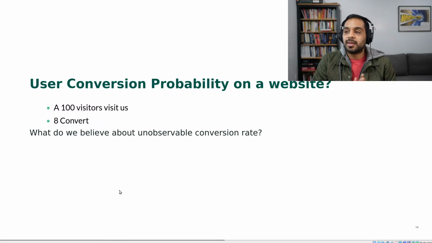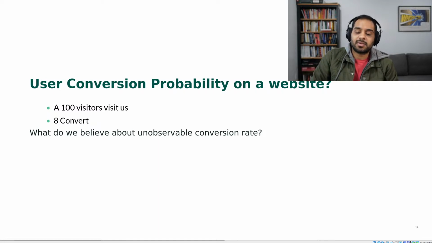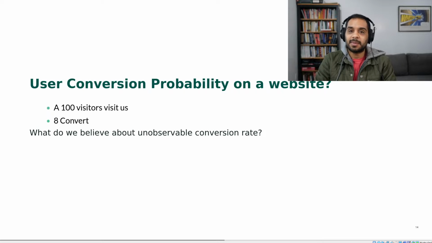So let's go through another example. This is a fairly classic one, one that I use quite often in the courses and is also in Kevin's book as well. It's the binomial example that comes right after the inverse probability thing I just showed you. But let's say we have a website, 100 users visit us, 8 convert. What do we believe the unobservable conversion rate will be?